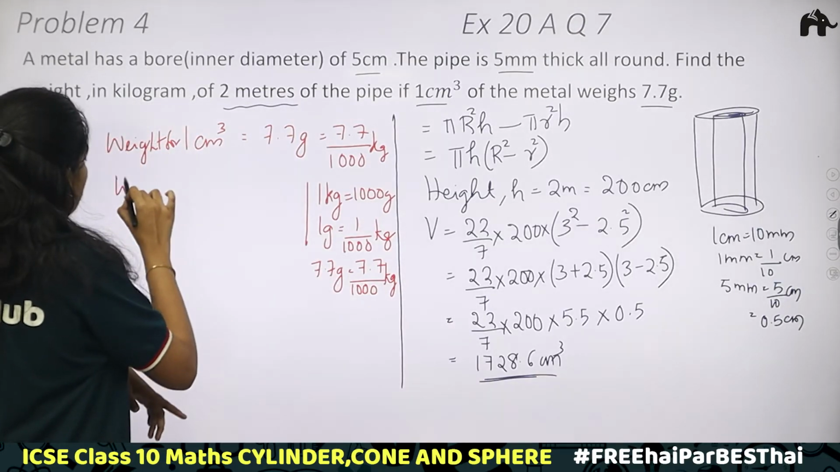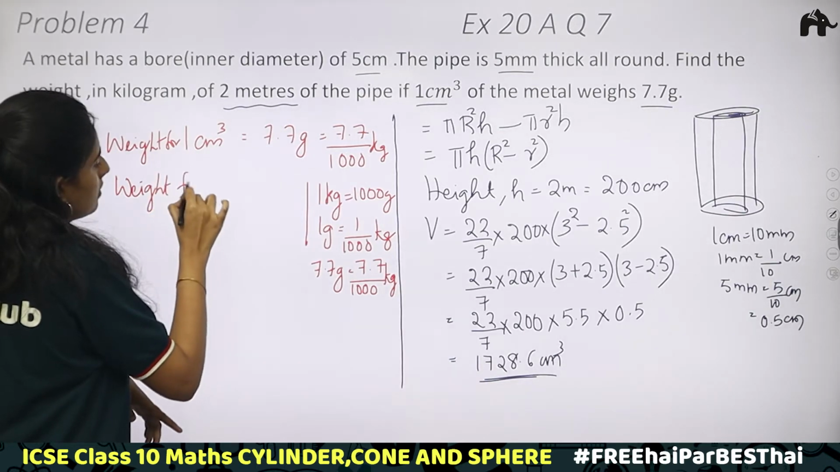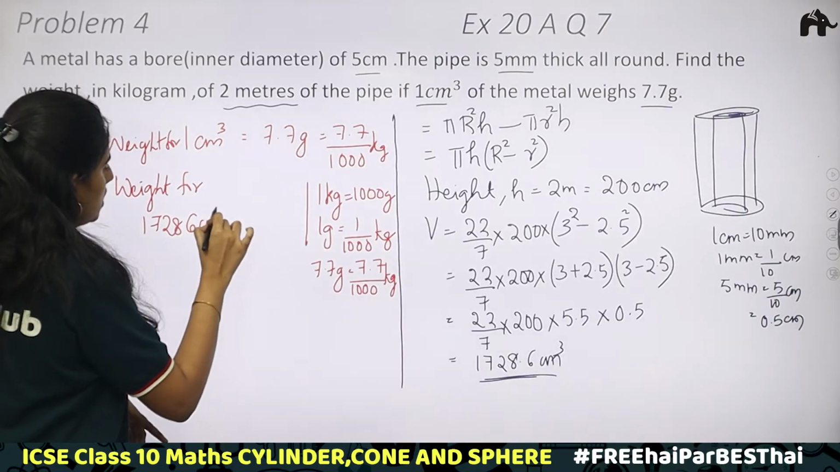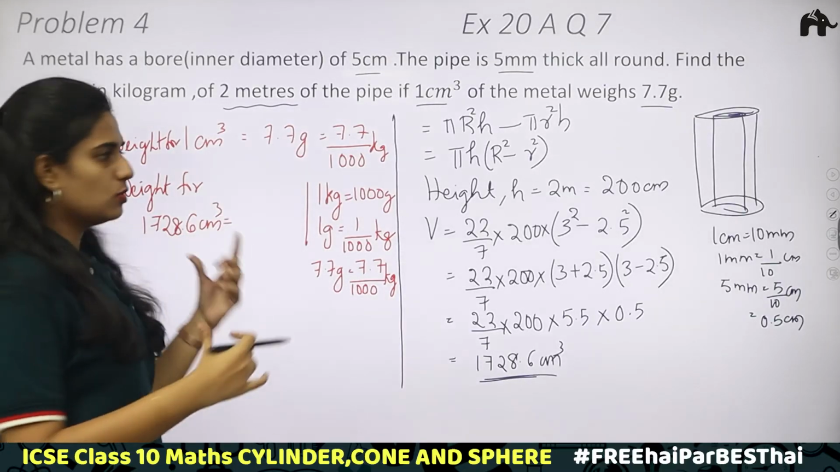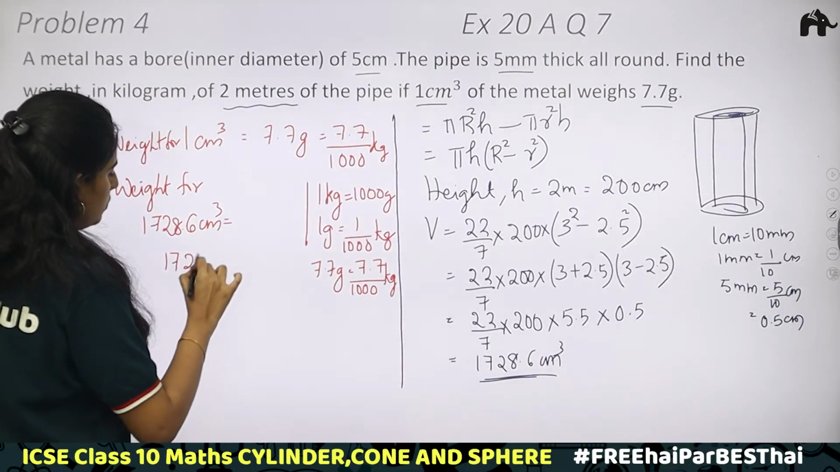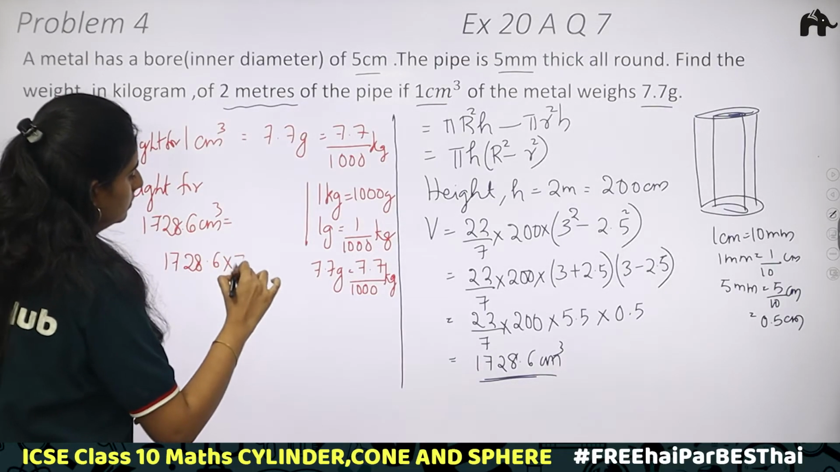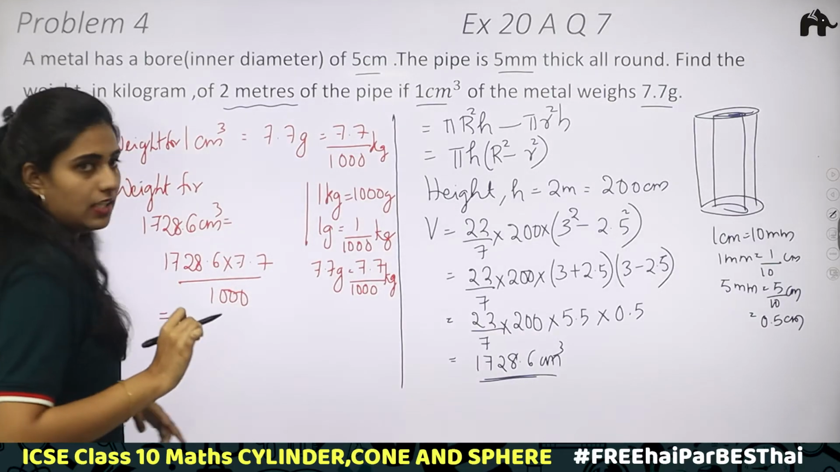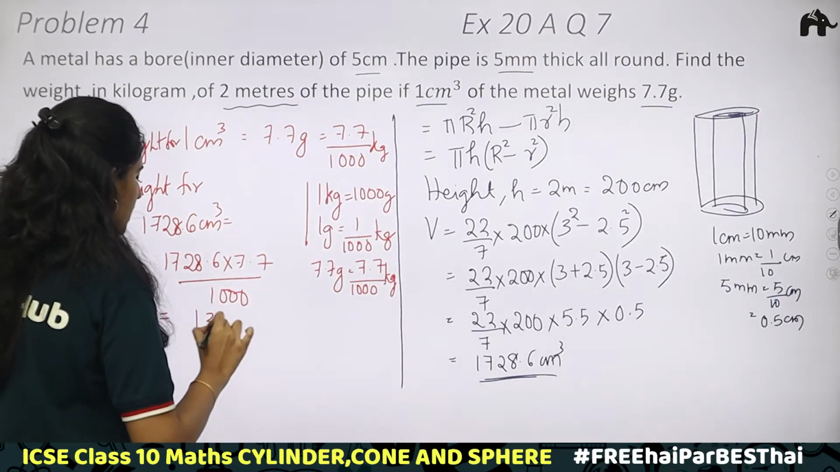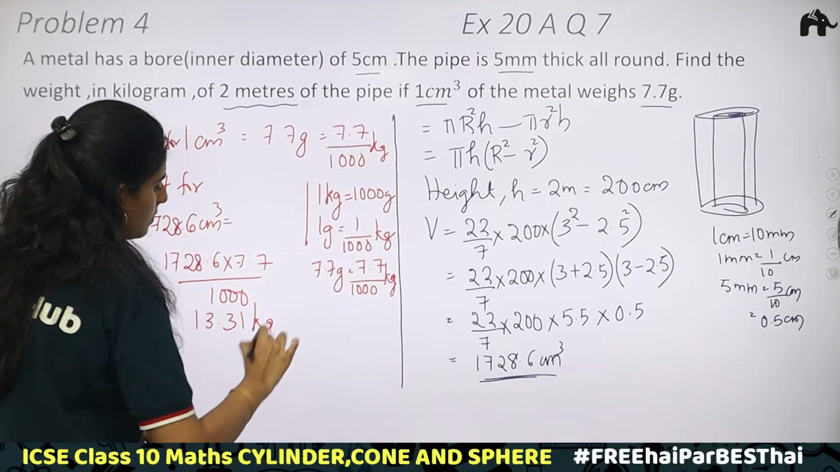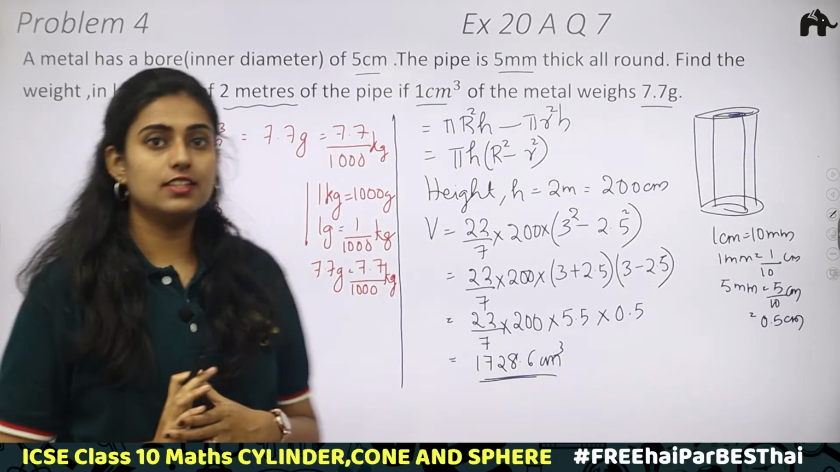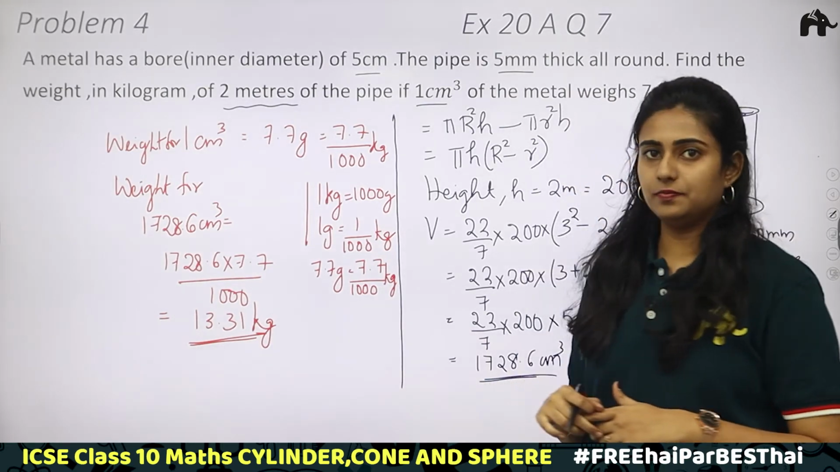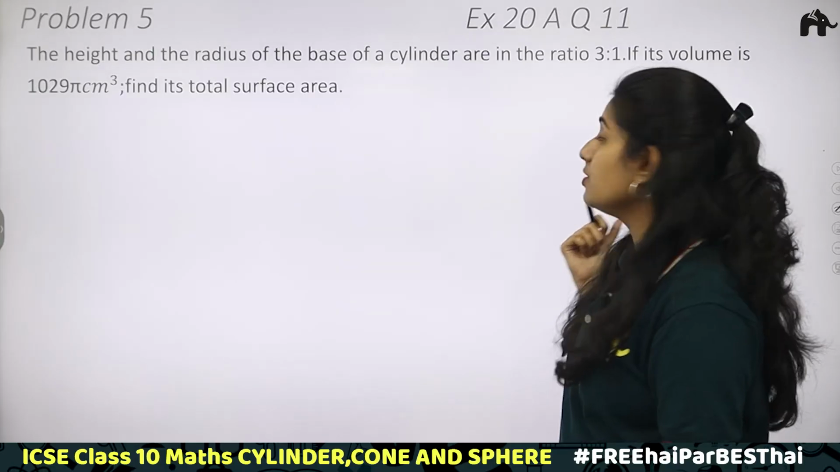Now, to find the weight for 1728.6 centimeter cube is equal to, just do the multiplication, 1728.6 into 7.7 divided by 1000. You will be getting 13.31 kilograms. Okay, so this is the required weight, 13.31 kilograms of metal. Understood? Problem number 5, question 11 of exercise 20A.